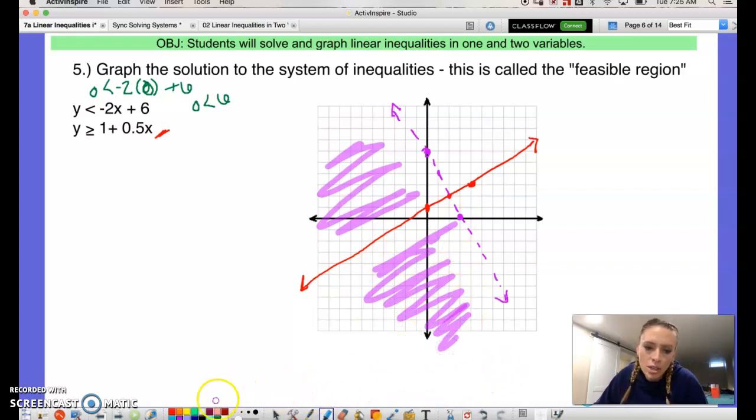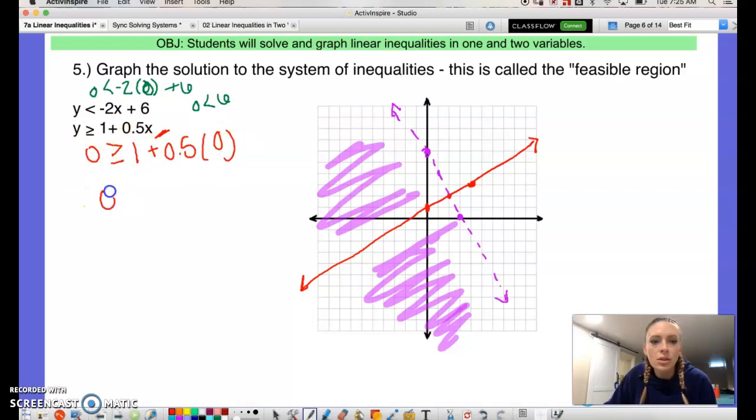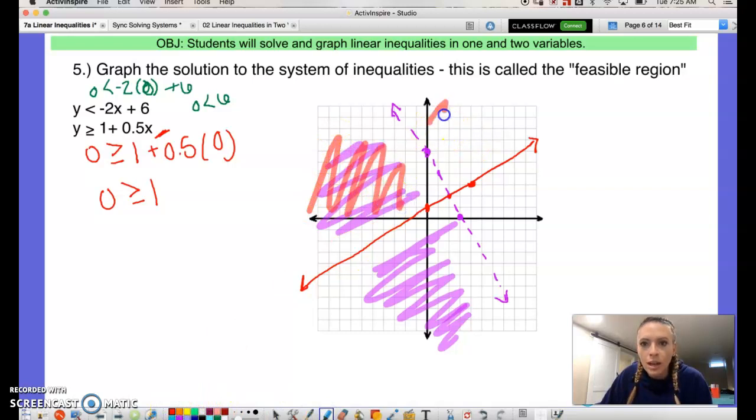Okay, now we need to test the other line. So the other line, our red line here, we need to plug in 0, 0. We'll have 0 is greater than or equal to 1 plus 0.5 times 0. So is 0 greater than or equal to 1? No, it is not. So for our red line, we are going to shade above it. So we're going to shade up here and up here.